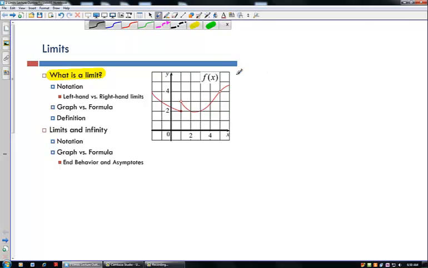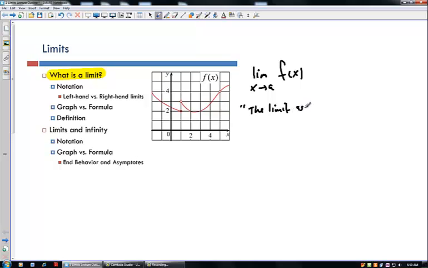So here's the notation for a limit. We write the limit as x goes to a of f of x. And so let me write down how you say this. This is said the limit as x goes to a of f of x. And if it exists, let's say it's equal to some number L.